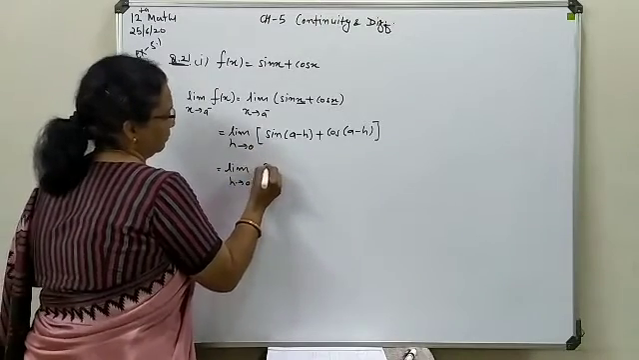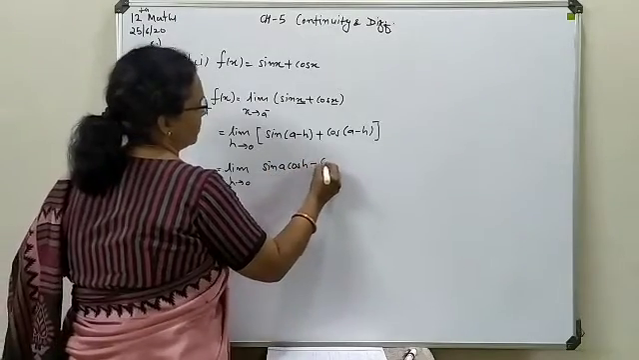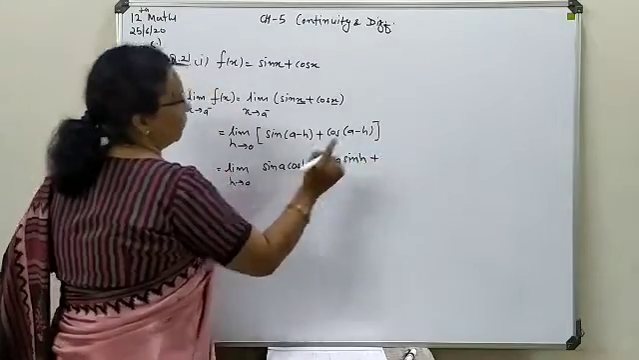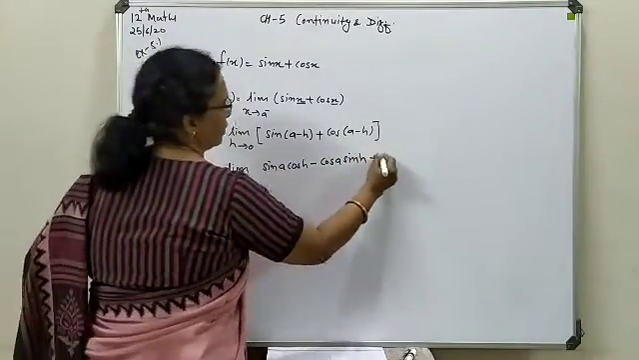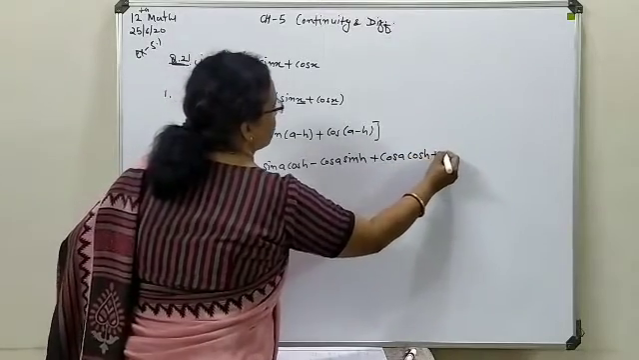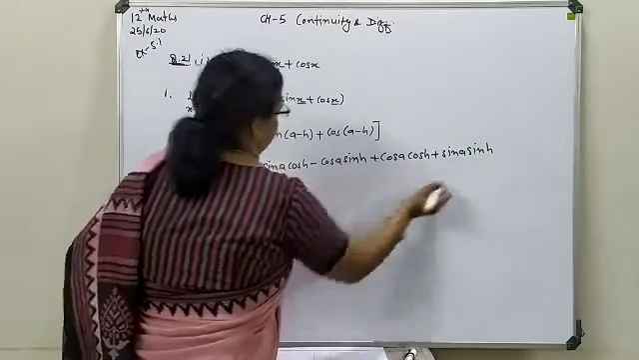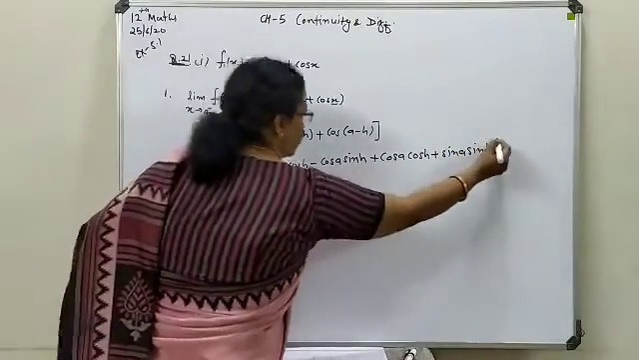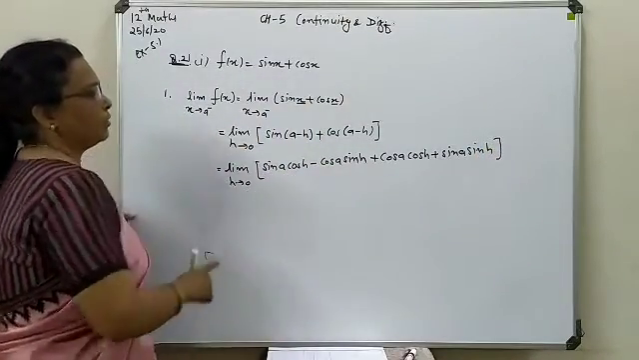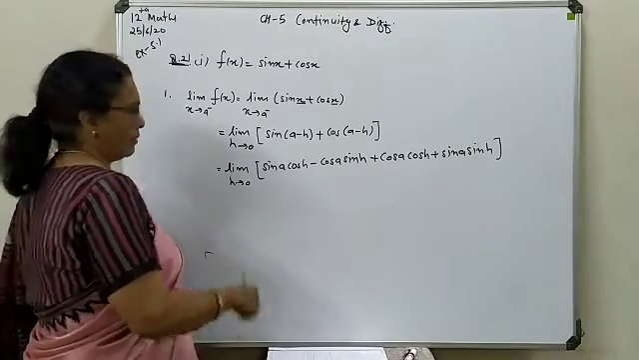First, sin a cos h minus cos a sin h. Formula of cos with the negative combination: cos a cos h plus sin a sin h. In the whole expression we have to substitute the limit h tends to 0. So here you can see everywhere you can substitute h as 0.